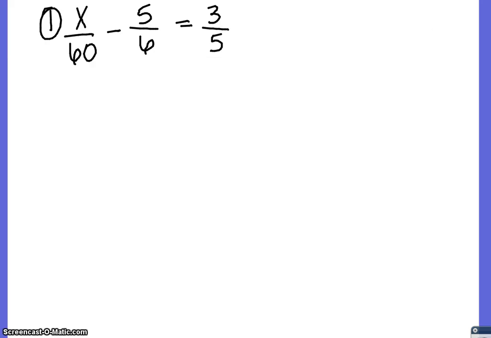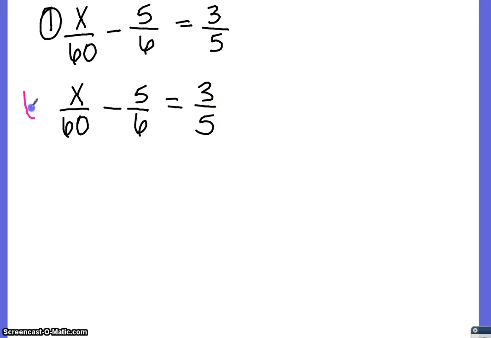Okay, so we have x over 60 minus 5/6 equals 3/5. In order for us to solve this problem, what we're going to do is multiply by the greatest common factor. The biggest number that we have is 60. So I'm going to multiply all 3 fractions by 60. Remember, whatever I do to one fraction, I have to do to them all, and it's going to eliminate my denominators.